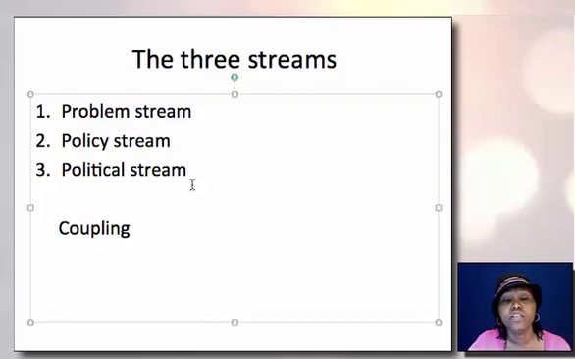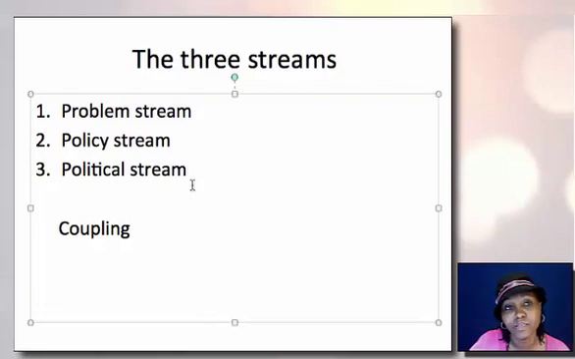Now, according to Kingdon, each of these streams exists independently and separately. Each of them has a life of its own. So at a particular moment, given some special circumstances, which he calls coupling, these three streams combine. And when they combine, a problem that was in the problem stream attaches itself to a solution or an idea of a possible solution in the policy stream. And if the national mood is right, and the administration in power is favorable to this particular combination, they put that particular issue onto the agenda. So that is what he calls the coupling.